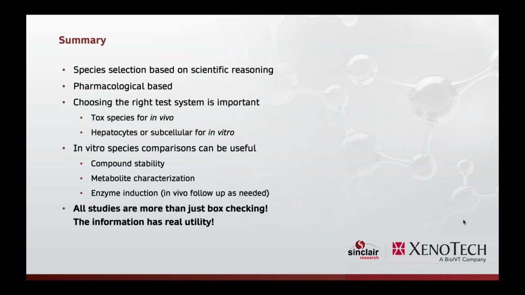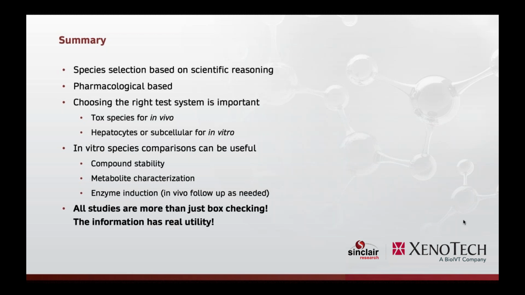So just to summarize everything that we talked about today, as Scott mentioned, and I agree with Scott wholeheartedly, it's very important that species selection be based on scientific reasoning, and that should come from looking at good scientific data that gets you there. The decision of what species to use should also be pharmacologically based, choosing the right test system or right species to match human as closely as possible.